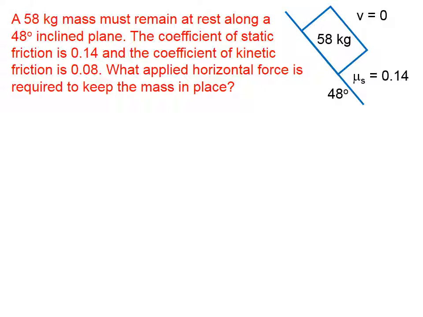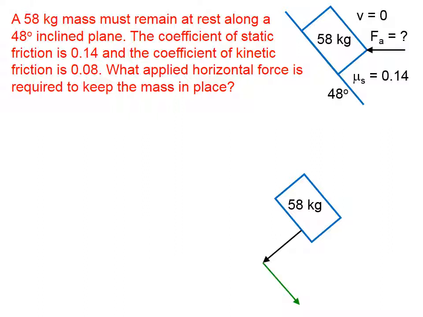What applied horizontal force is required to keep the mass in place? What's the minimum horizontal force that we need to keep this mass from sliding down the plane? So let's draw a free body diagram. There's our 58 kilogram mass. That 58 kilogram mass has a weight. That weight vector would act straight downward and would be equal to 58 times 9.81.